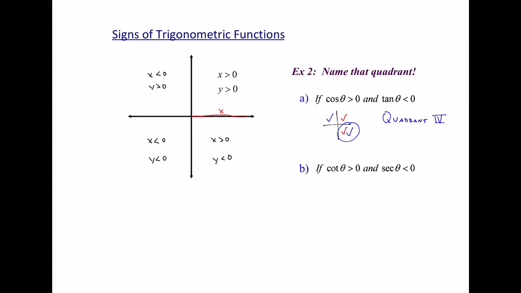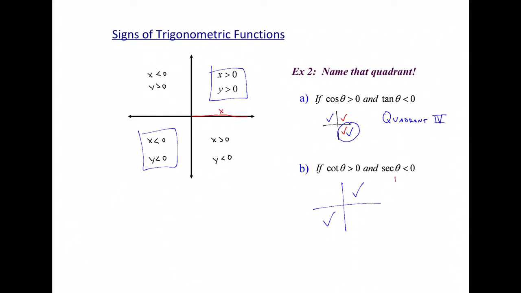Alright, let's take a look at the next one. We have cotangent is greater than 0. Once again, cotangent is the reciprocal of tangent, which is opposite over adjacent, so adjacent over opposite. If it's greater than 0, they both need to be greater than 0. So that happens in quadrant 1. Now, they're both negative in quadrant 3, but a negative divided by a negative is a positive. So quadrant 1 and 3 is where cotangent would be greater than 0.